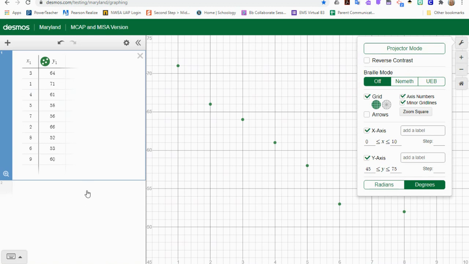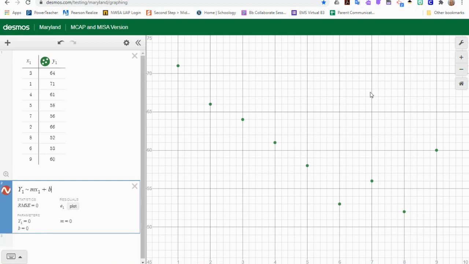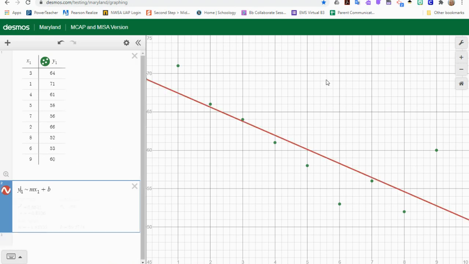So now we need to find the line of best fit. If I'm going to click on the next line, we're going to type in y1 and then the squiggly, and then mx1 plus b. And you can tell it gives us our data. You change that to a lowercase y. There you go. It gives us our R value, which is our correlation coefficient, and it gives us our slope and our y-intercept, which is the information we need to solve the warm-up problem.